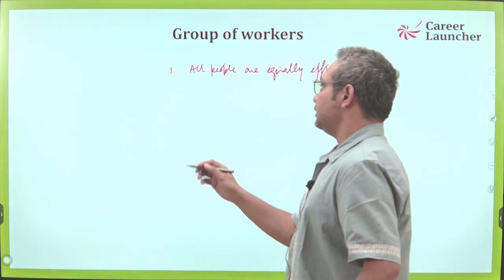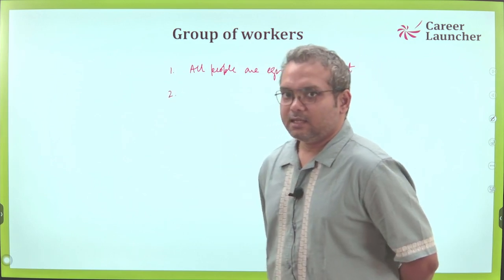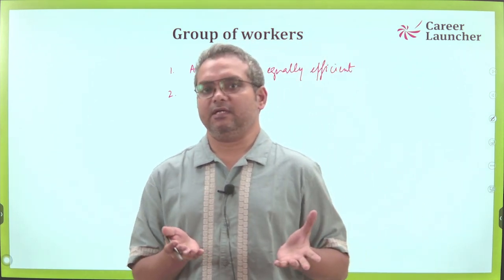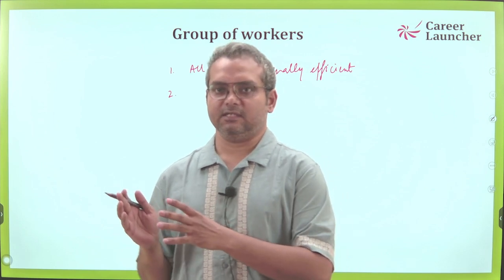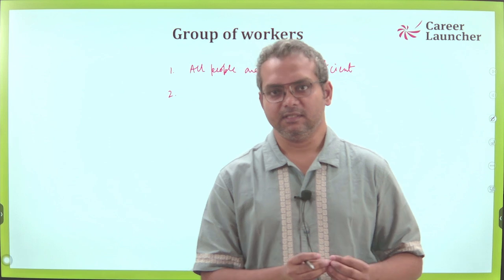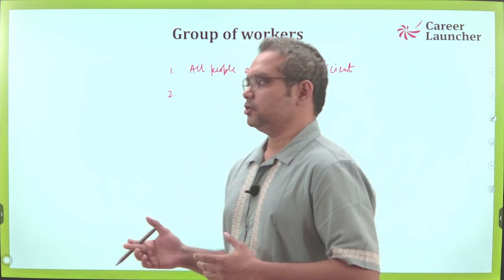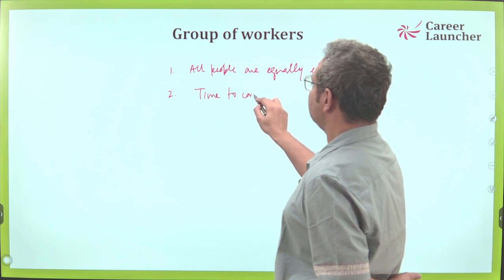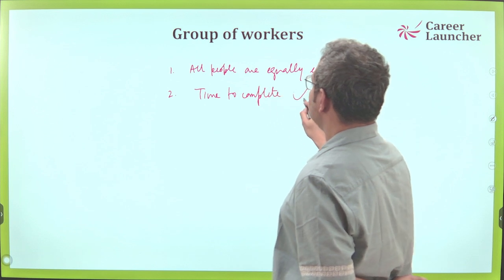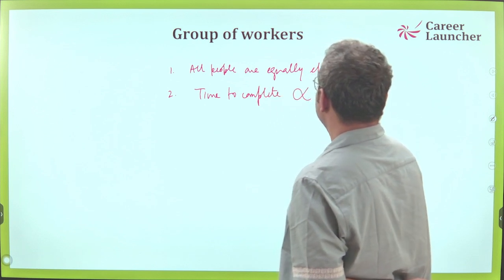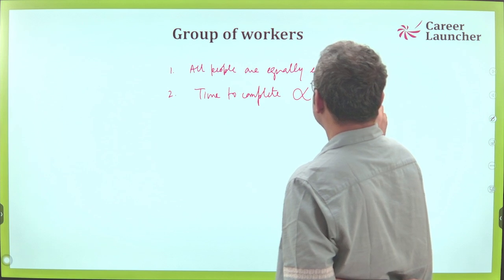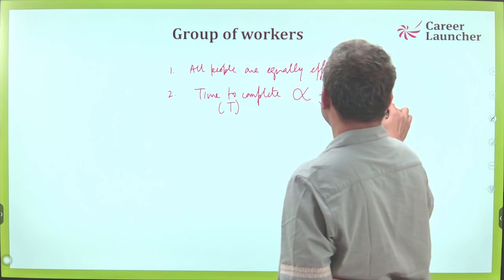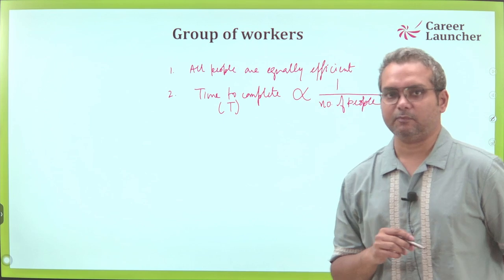Now the second point is, when you have a larger group of people working, they take a certain number of days. Now if the group becomes smaller, the number of days will increase. So the time taken to complete a work is inversely proportional to the number of people. So let's call the time to complete T and the number of people N. So they are inversely proportional.